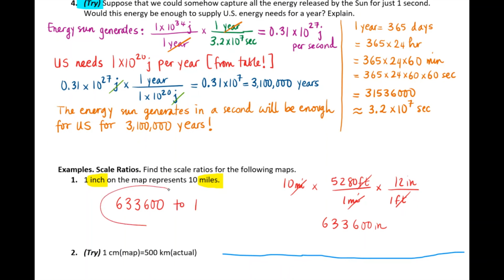That's the scale ratio of this map. So you need to convert the units into the same smaller unit. It's like inches, you convert all of them into inches, and then that will give you the scale ratio. That means in reality 633,600 inches are shown by only 1 inch on the map. That's the scale ratio.